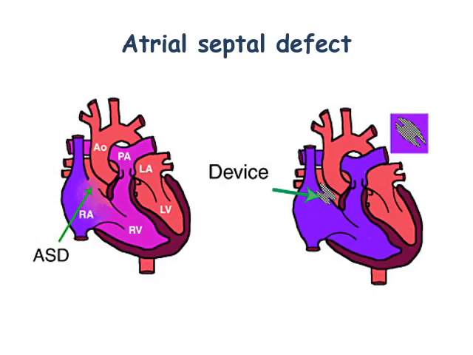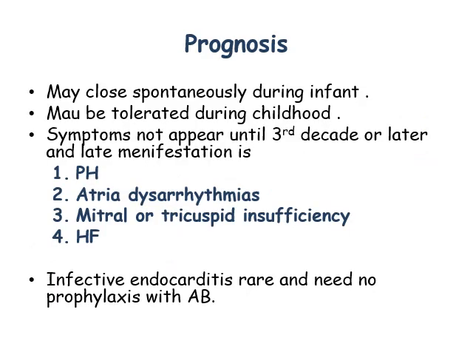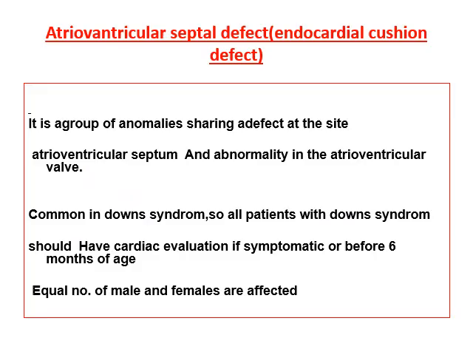This diagram shows the device located during catheterization to close the atrial septal defect. Prognosis of the atrial septal defect: it may close spontaneously during infancy, or may be tolerated during childhood. The symptoms do not appear until the third decade of life, when it may present with arrhythmia, pulmonary hypertension, heart failure, or mitral or tricuspid insufficiency. Infective endocarditis is rare and needs no surgical prophylaxis.